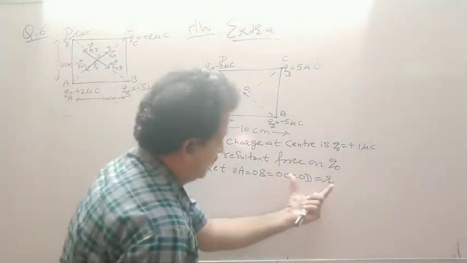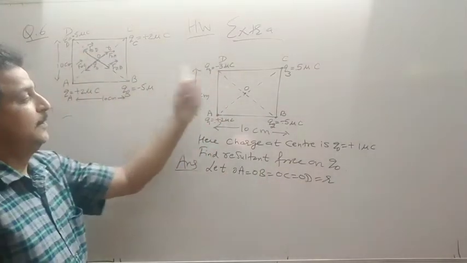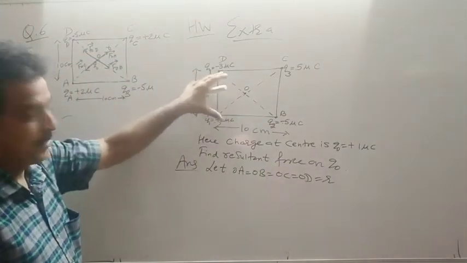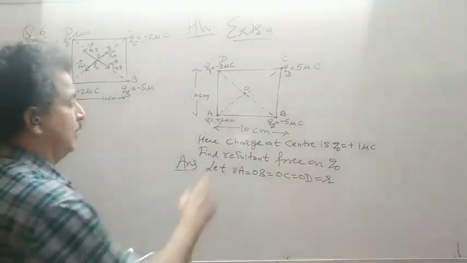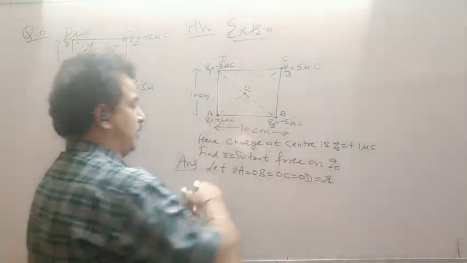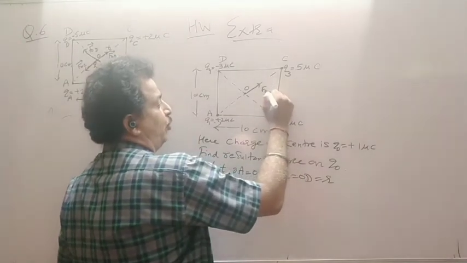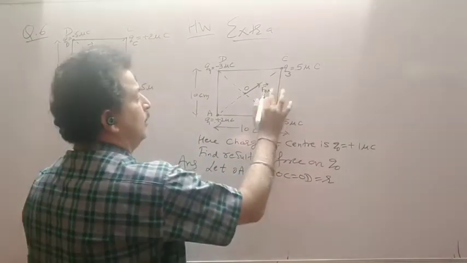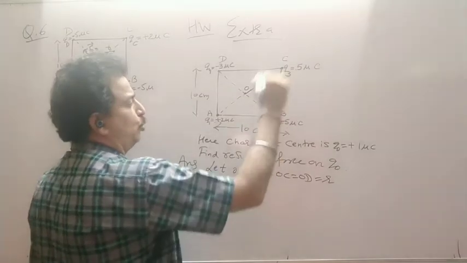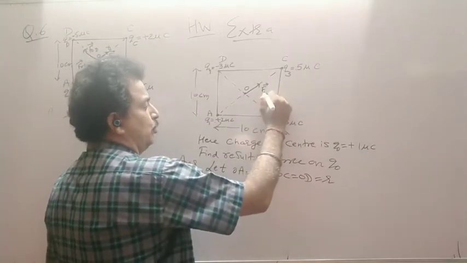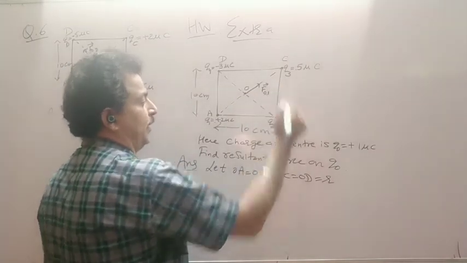So distance is taken as R. Now let us first understand the direction of the forces. Now this is positive charge, this is positive. So it will be repelled. So let us name this as F naught A. Or I have given the names Q1, Q2, Q3. So this is the force on the center Q naught due to Q1, F naught 1.